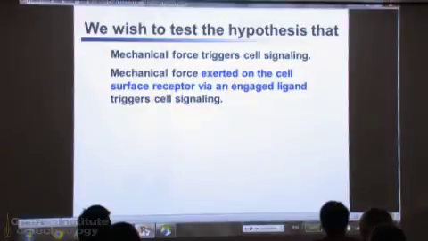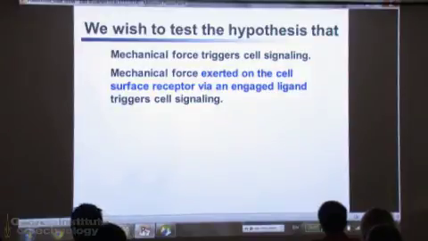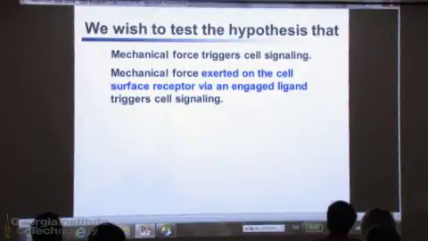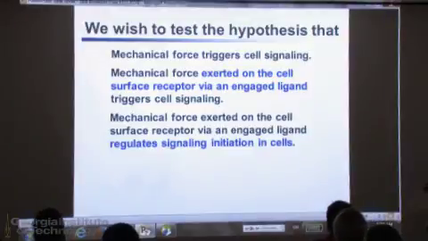Okay? But now I'm going to have the same thing here, mechanical force triggers cell signaling, but inserted here a phrase saying that mechanical force exerted on the cell surface receptor via engaged ligand triggers signaling. So that will be more specific, and the question will be, what is the cell surface receptor? Right? Now, do it a little bit more specific again, and I'm going to say that mechanical force exerted on the cell surface receptor via engaged ligand regulates signaling initiation in the cell.